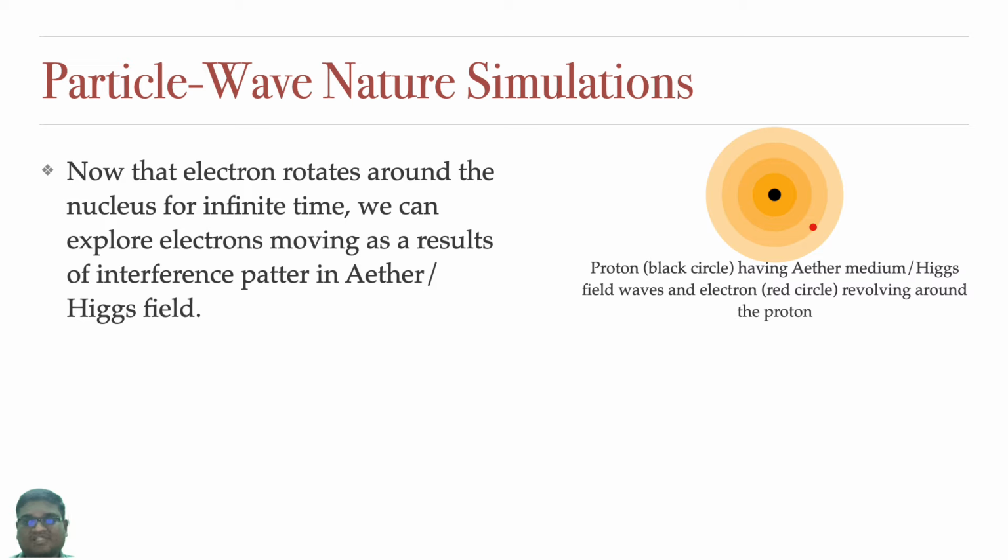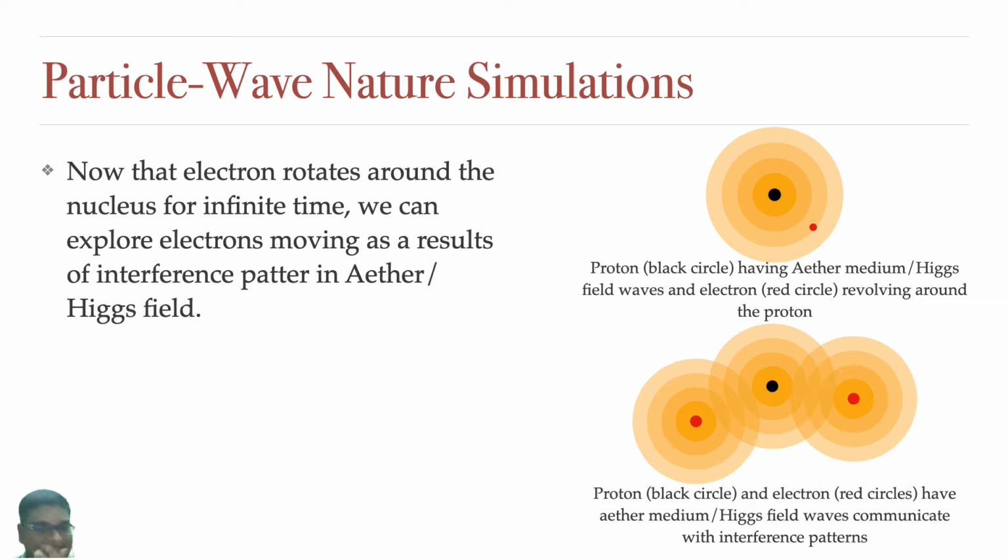It has a Higgs field or ether medium waves, and the electron is distributed around the nucleus, around the proton, and the movement of the electron is based on the interference pattern of these waves of proton and electron. Okay, this is for a simple case.